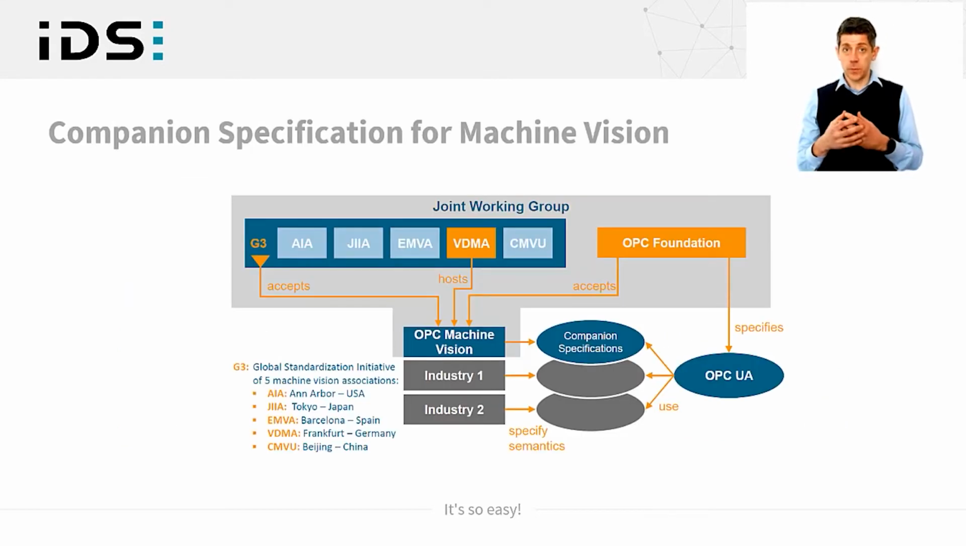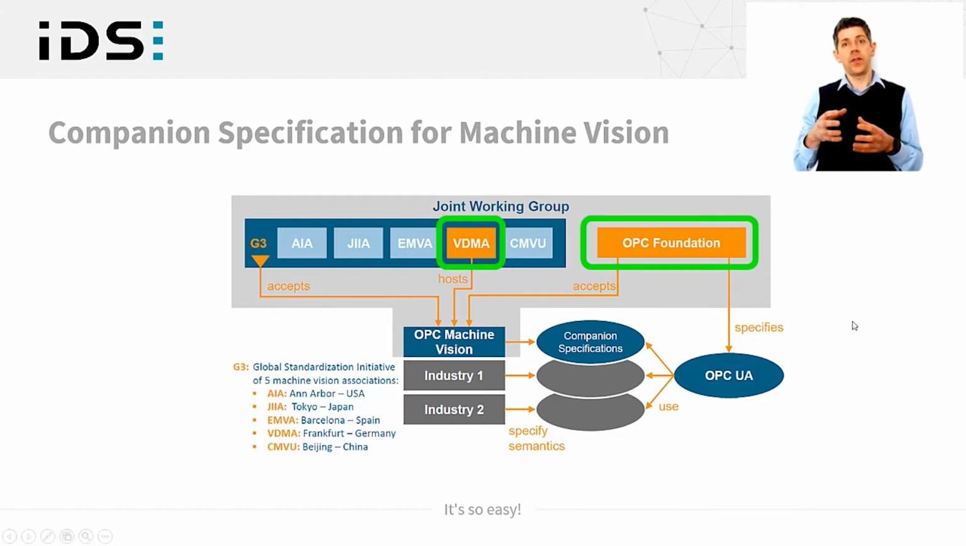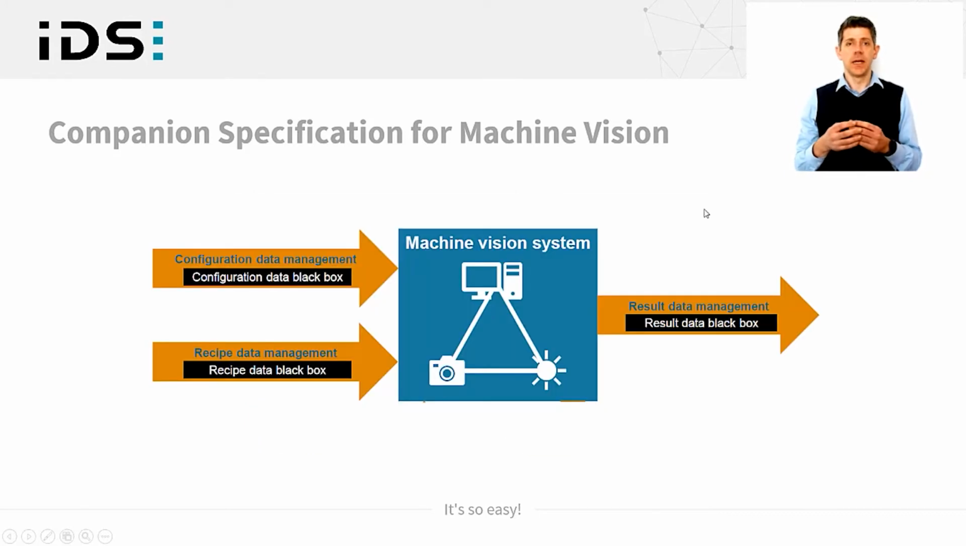Coming from the machine vision world ourselves, the machine vision companion specification is of particular importance to us at IDS. The working group is made up of the OPC Foundation and the VDMA, both of which IDS has memberships with. Plus there is global representation from machine vision and imaging organisations with the AIA, the GEA, EMVA and CMVU as advising members. The specification is relevant for any vision systems.